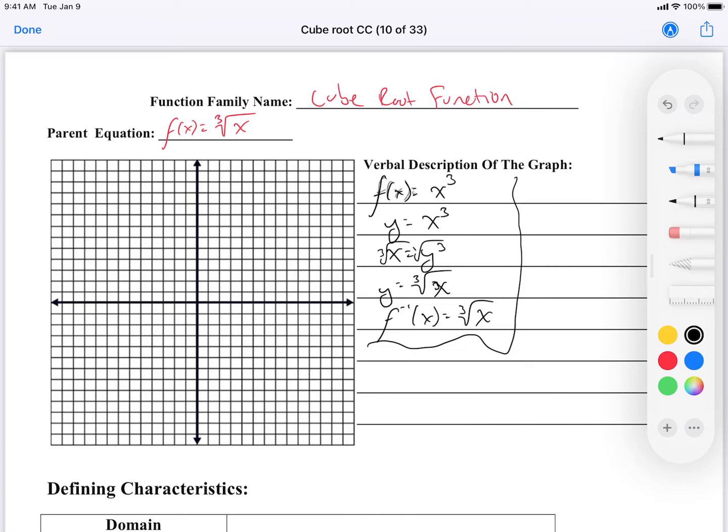Okay? So the first thing I'm going to do is label my graph. My y, my x, 1, 2, 3, 4, 5, 1, 2, 3, 4, 5. And you guys should be doing this on yours as well. 1, 2, 3, 4, 5. I'm sorry, that should be up here.